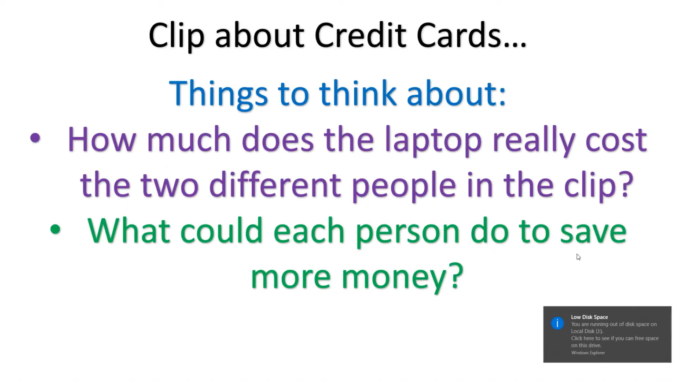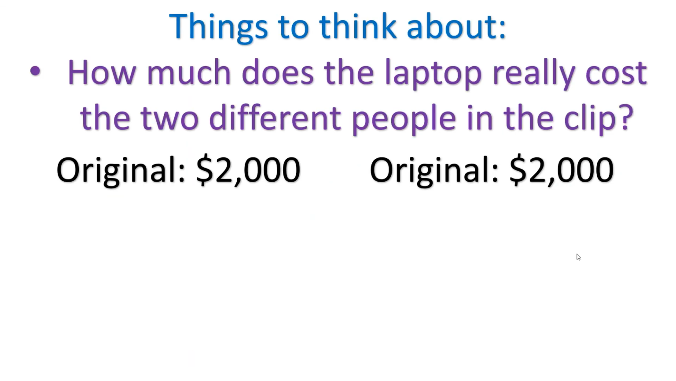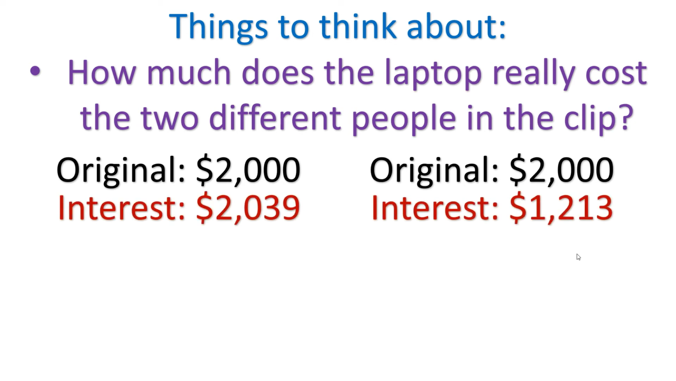So in class, I show a clip about credit cards. I'm not going to put it on this lesson video, but it talks about how credit card interest can add up very fast, especially on large purchases. So the things that were shown in the video is that the laptop originally cost $2,000. It showed how if one person made the minimum payments, they'd end up paying $2,039 in interest, versus another example in the clip showed that if someone paid more than the minimums on their credit card, their interest would be less. It's still $1,213 in interest.